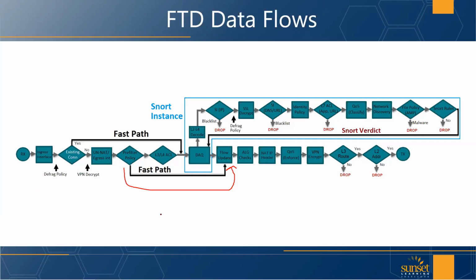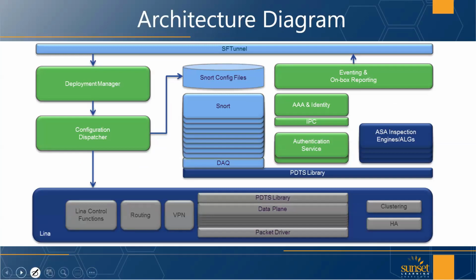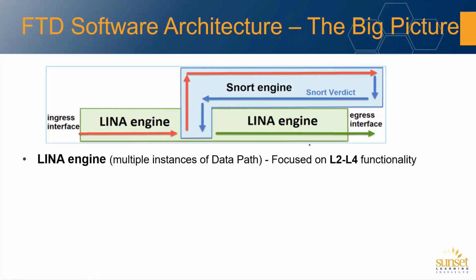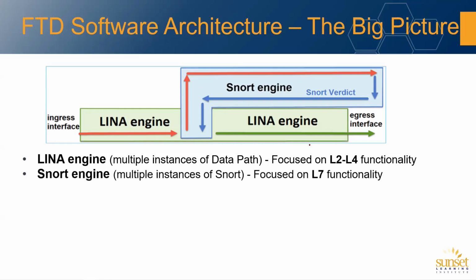So, okay. Again, the architectural diagram, here again, we're showing you this SF tunnel, which is your tunnel between your FMC, which is your management, and this. And we go through these different control planes. So the big picture for you here, pretty interesting. Okay, Lina engine. And what's different now is I have multiple instances of Lina in the data path. Where we had one ASA engine on the ASA, the one engine that would run it, here we have multiple Lina engines. And I also have multiple SNORT engines.